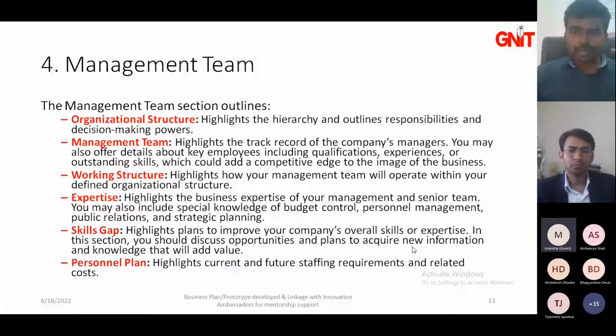That management team should be strong enough to attract the investors: their qualifications, experience, outstanding skills. Now we are secondary students. You have certain skills. Those skills you have to expose in your business plan.